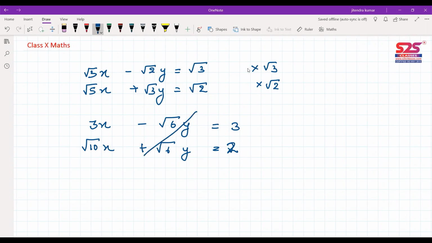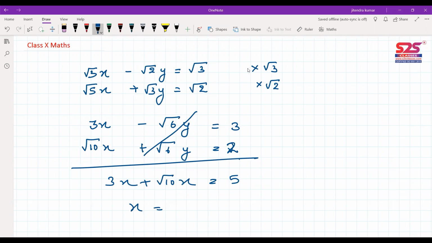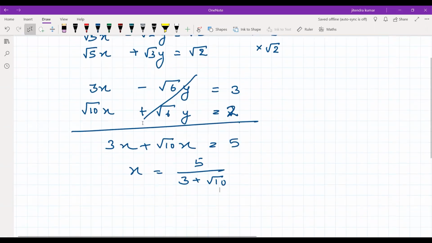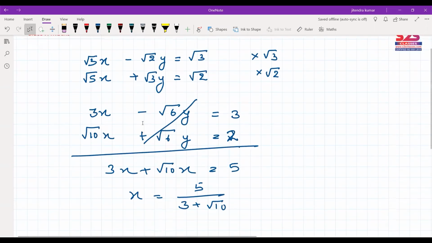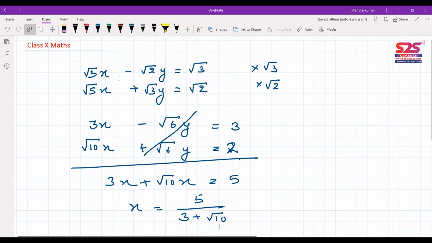So this gets cancelled here. After addition of these two equations, this gets cancelled. We will have 3x plus root 10x is equal to 5. Taking x as common, we will have 5 upon 3 plus root 10. So this is the value of x here. Now if you have to find the value of y, you can put it in either of these two equations. So let's put it in the first equation.